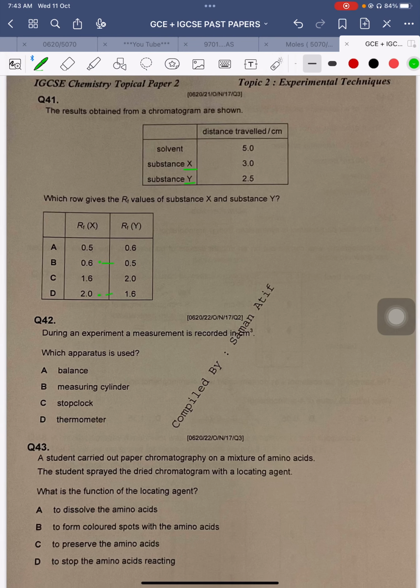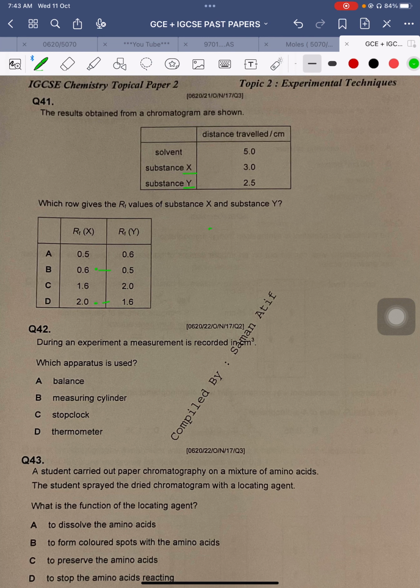So how do we calculate the Rf value of X? It is 3 divided by 5. And what about the Rf value of Y? It is 2.5 divided by 5. Let's calculate. It is a very simple calculation. 3 divided by 5 gives you 0.6, whereas 2.5 divided by 5 definitely gives you 0.5. So this is how we calculate the difference. Measure the distances and calculate the Rf values. So the answer is B here.